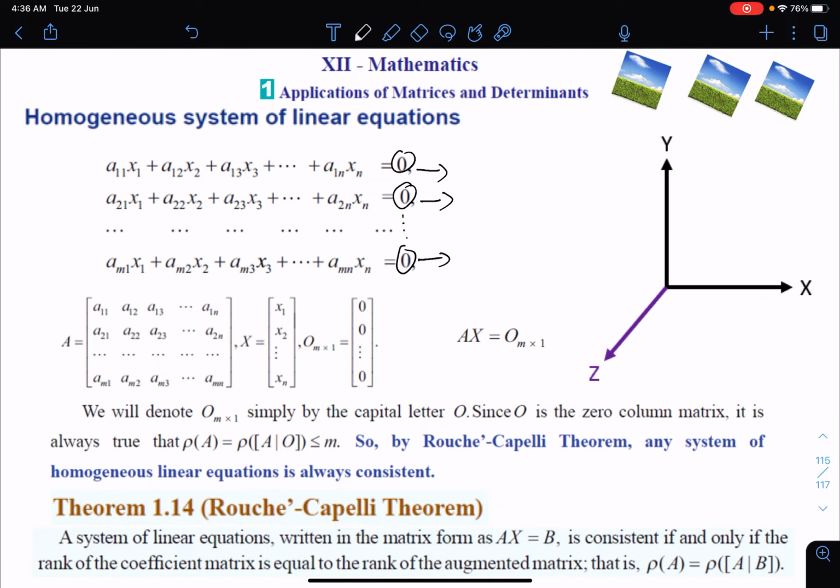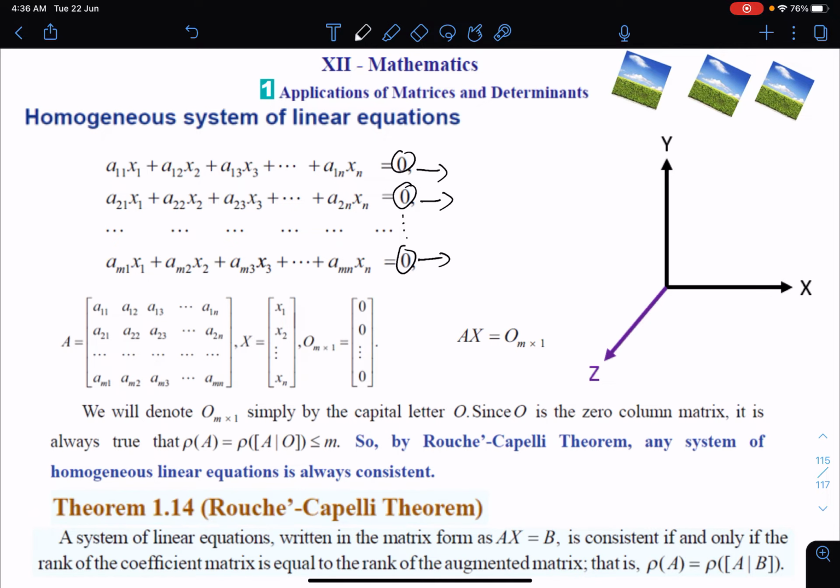So the homogeneous equations always pass through the origin. That can be in any direction, or they intersect at the point of origin. The intersection point is going to be at the origin. Why is it the origin? Because on the right hand side you have got everything as 0.